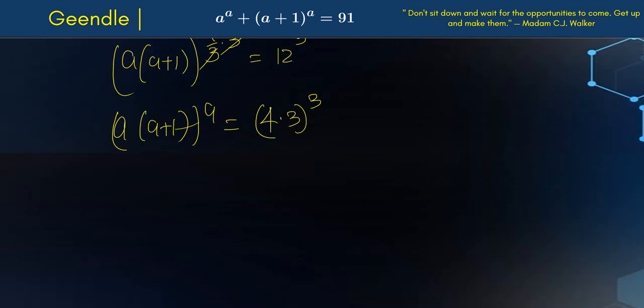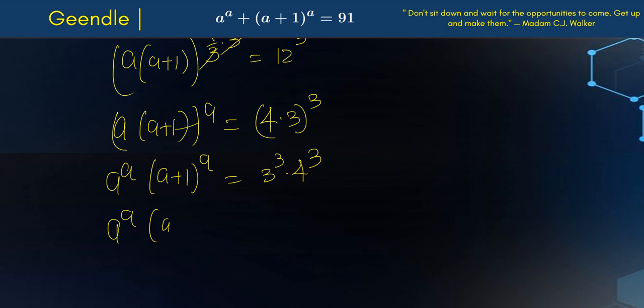So here I'm going to distribute this power. This is going to be a to the a, which multiplies (a plus 1) to the a. And then here I can write this as 3 to the 3 times 4 to the power of 3. So this is a to the a, (a plus 1) to the a, equals 3 to the 3 times 4 to the 3. And what is 4, guys? 4 is 3 plus 1. This is to the power of 3.